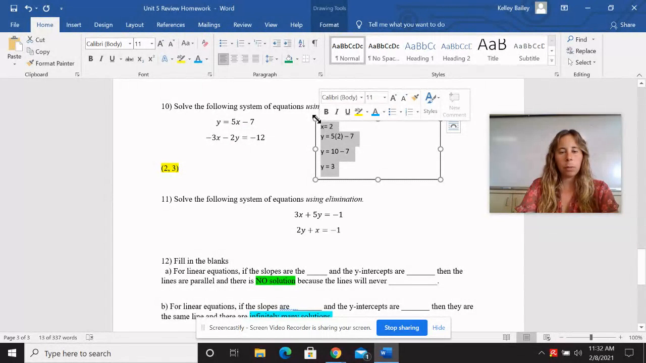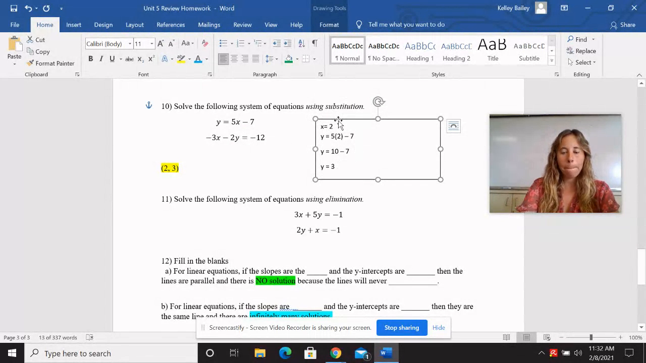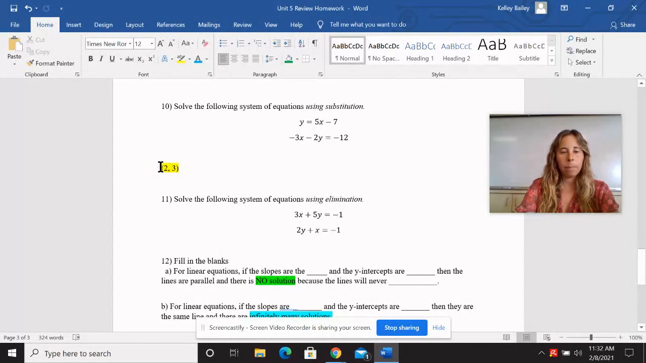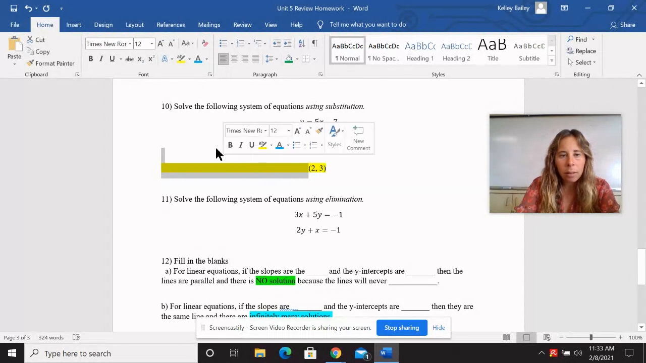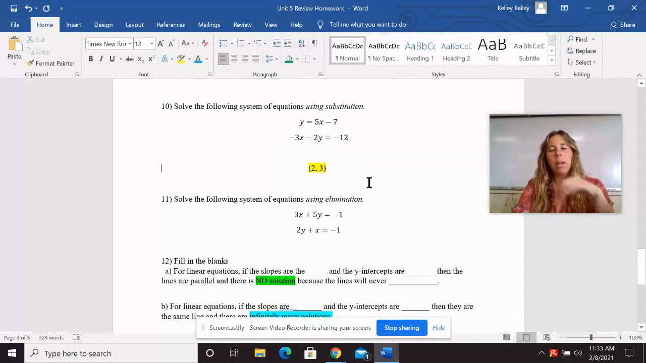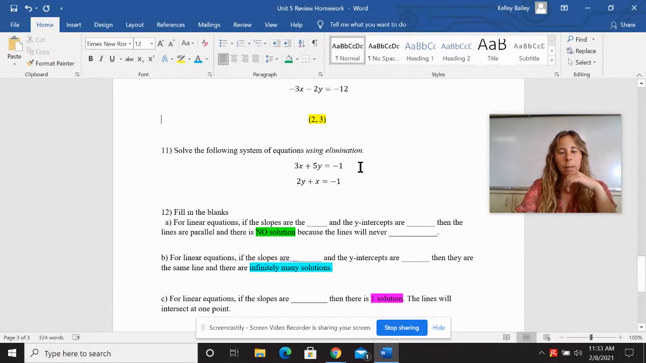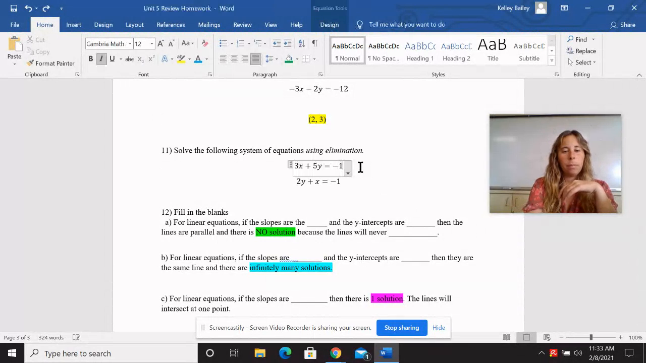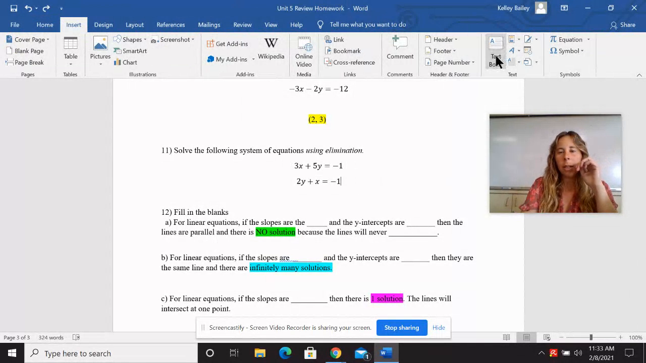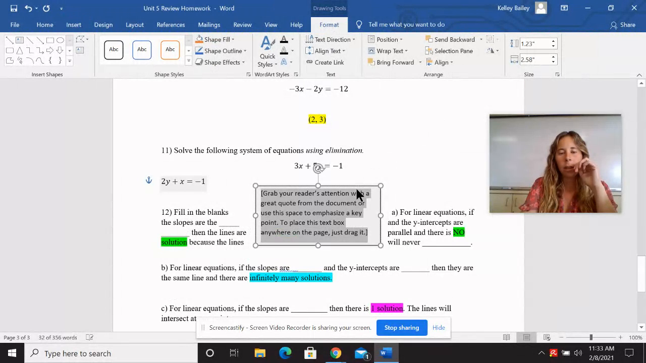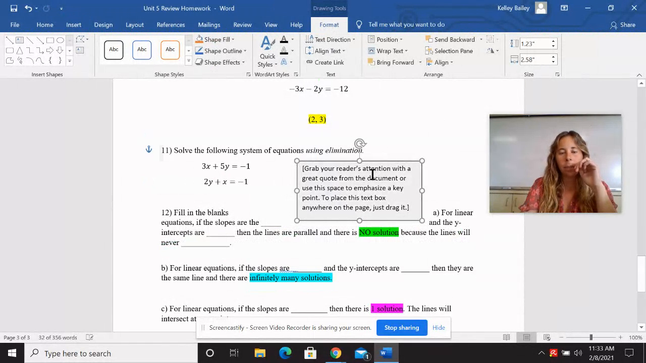Actually, I can just delete this whole thing. There. Nah. Whee! So highlighted. There. And then number 11, you're going to solve using elimination. Oops. Text box again. Okay.